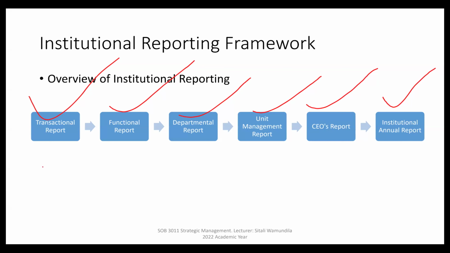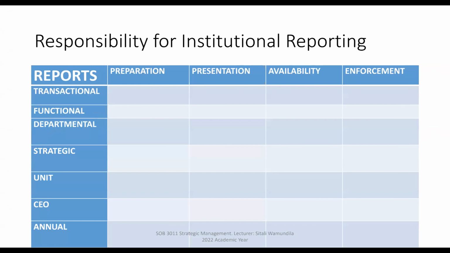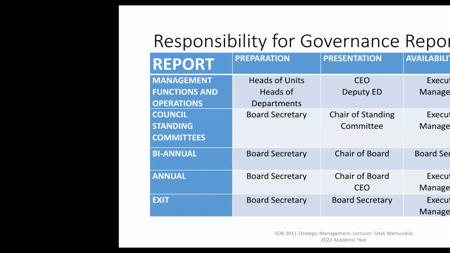So we start as low as from the transactions. The transactional report is made, then there will be a functional report, then the department will report, then the entire unit management will report, and then the CEO will report. Then we'll have the entire report of the institution at the end of the year, which is actually an annual report. Very important. The responsibility for institutional reporting is very important, just to make sure that all the things go as planned.